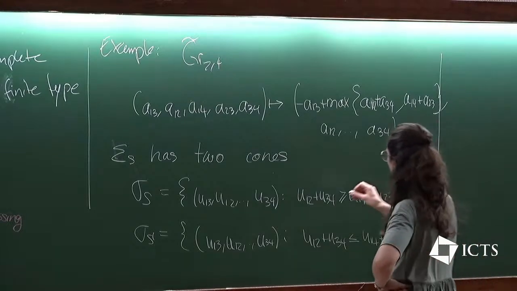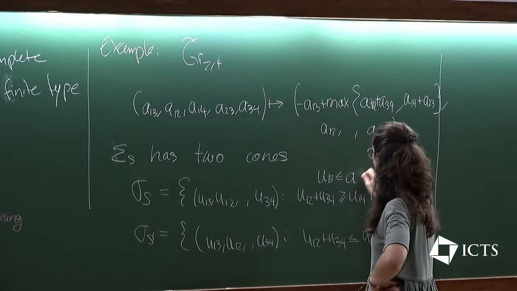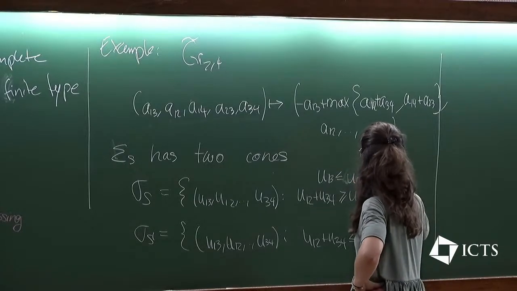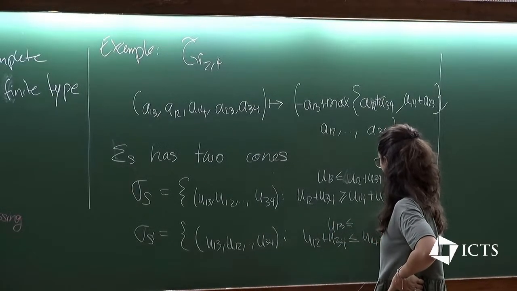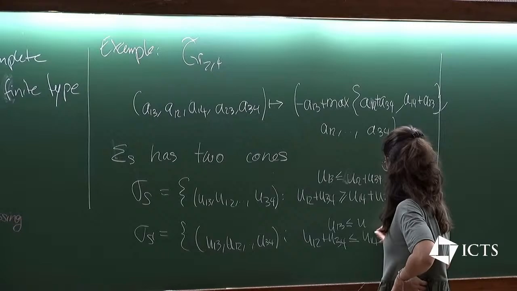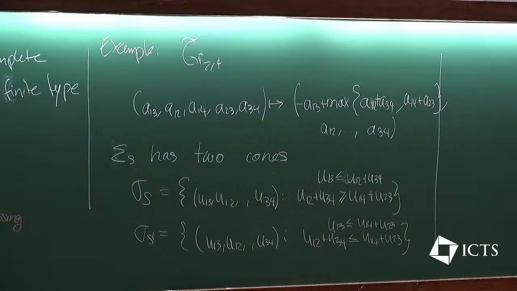Okay, let me add this here. U13 is less or equal than the maximum. Okay, I think I probably got a bit confused because I have so many frozen variables.